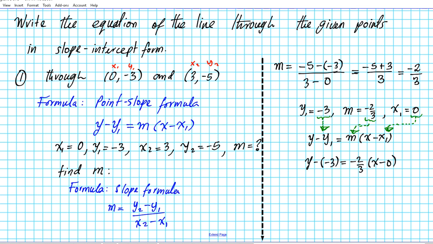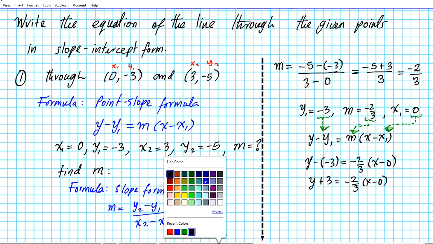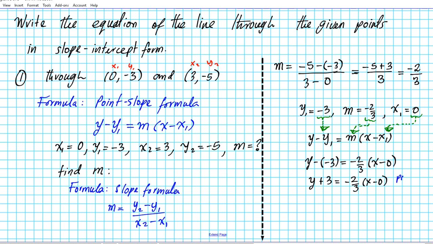If we simplify the left side, we are going to have y plus 3 equals negative 2/3 x minus 0. This is known as the point slope form. The problem though didn't ask us to find the point slope form. We're asked to find the slope intercept form. So that involves getting y by itself and simplifying completely.